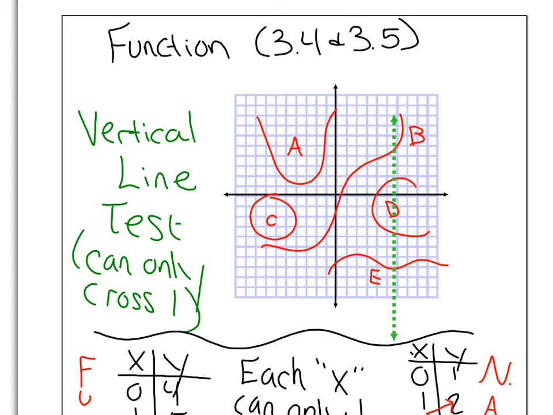You'll want to focus on looking at the graph to the right and checking to see which of these you could draw a vertical line through and only have it cross at one point. If it crosses at more than one point, like you see here, that is not a function. It can only cross at one point.